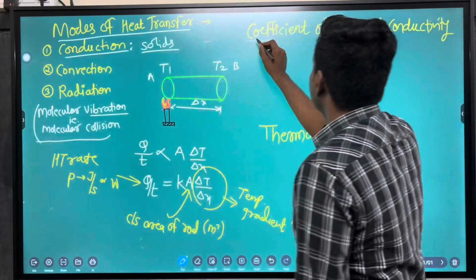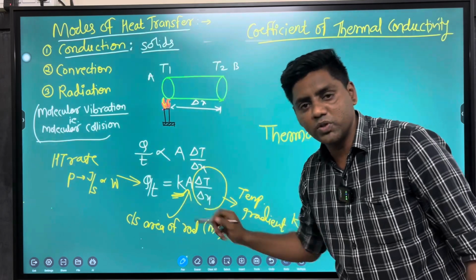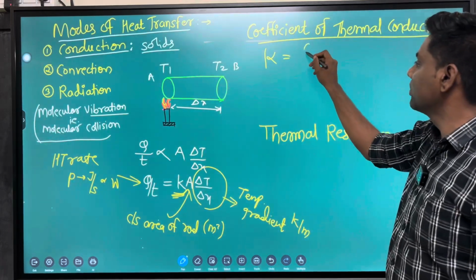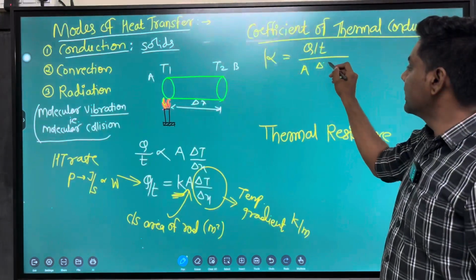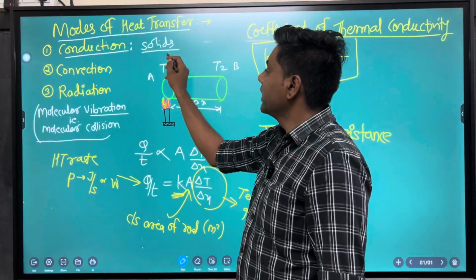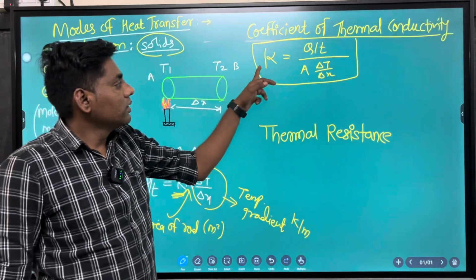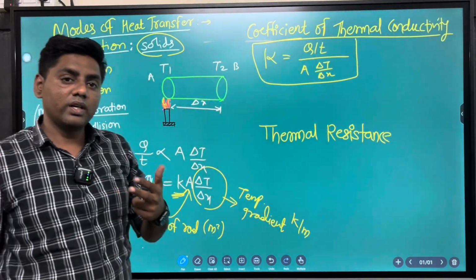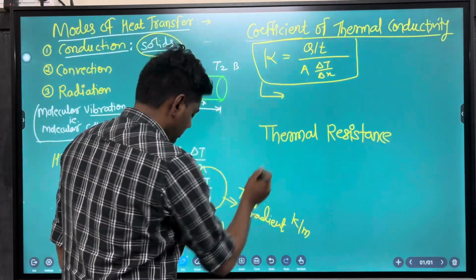Next, what is meant by coefficient of thermal conductivity? Here K means constant of proportionality. That K is called the coefficient of thermal conductivity, and according to that we can make the formula Q divided by T equals K into A into delta T divided by delta X. As we already said, conduction takes place only in solids. The material having maximum thermal conductivity can transfer heat at the maximum rate. So we have to calculate the SI unit for thermal conductivity.